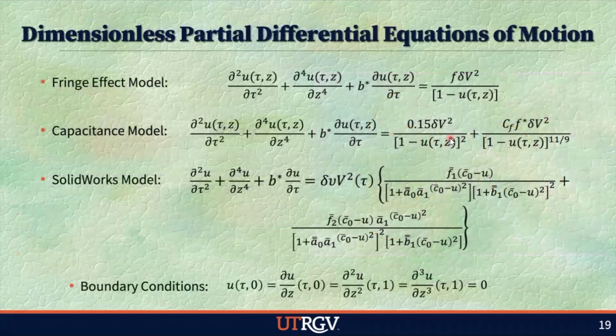The dimensionless equations of motion are shown here for each model, as well as the boundary conditions. The equation of motion is basically Newton's second law. The first term is the force due to acceleration. This is the elastic force, and this is the force due to damping. On the right is the fringe effect force, which comes from the fringe field.